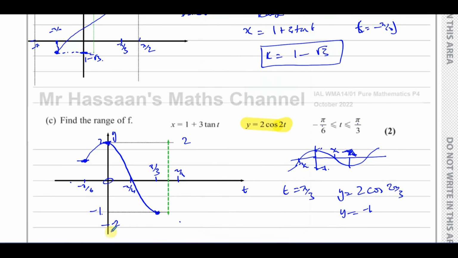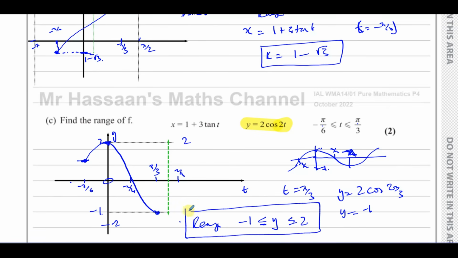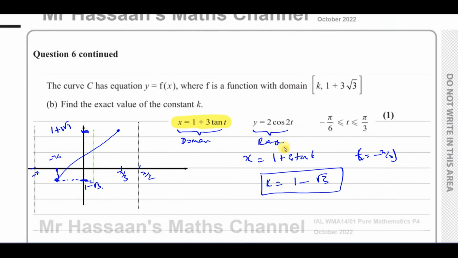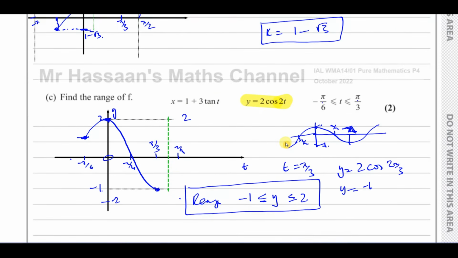It doesn't go down as far as minus 2, right? So we can see that the range is therefore given by y values between minus 1, including minus 1, and 2, including 2. So that's the range of this function. So the y part gives us the range, the x part gives us the domain. Okay, so that's how we deal with such functions here. All right, so it's something that we should understand how to deal with.